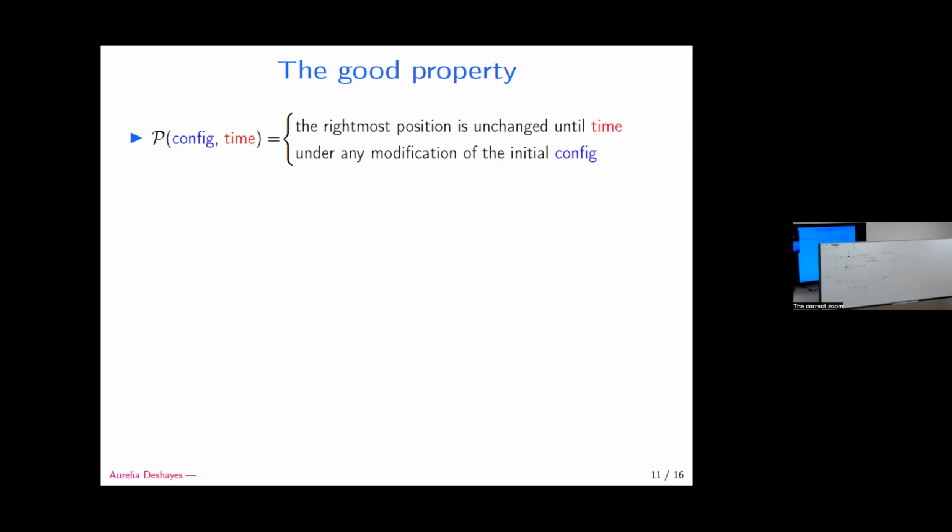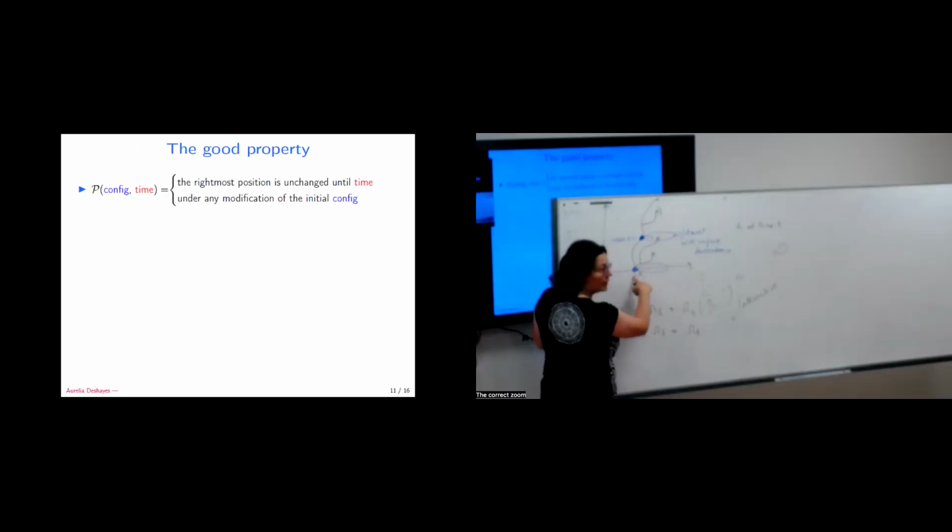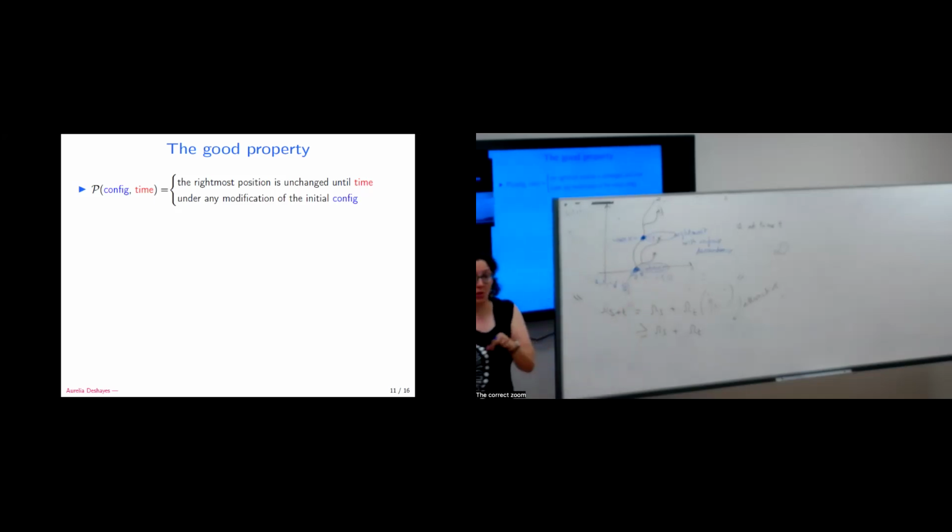the rightmost position is unchanged until time t under any modification of the configuration. So the thing that I'm saying is I'm looking at this point. I keep this one being 1, and if I change anything here to be -1 or 0, and anything here to be 1, 0, or -1, the rightmost here is the same. So the first idea, it should never happen. It's too strong, but no.